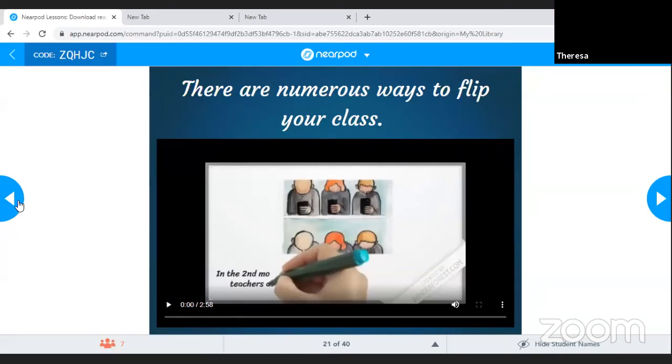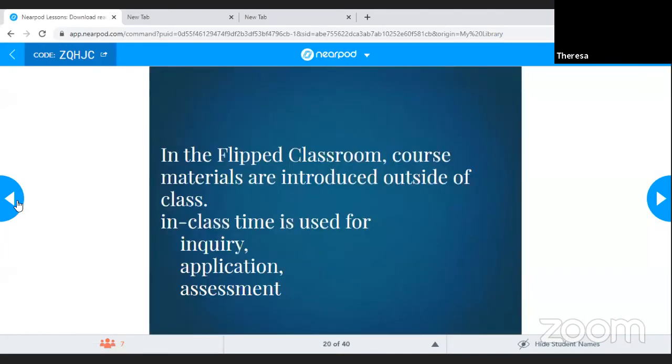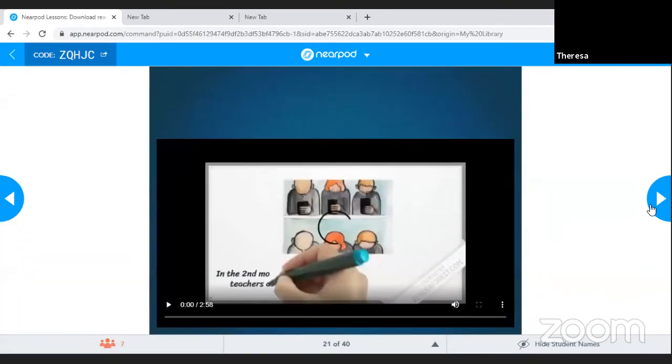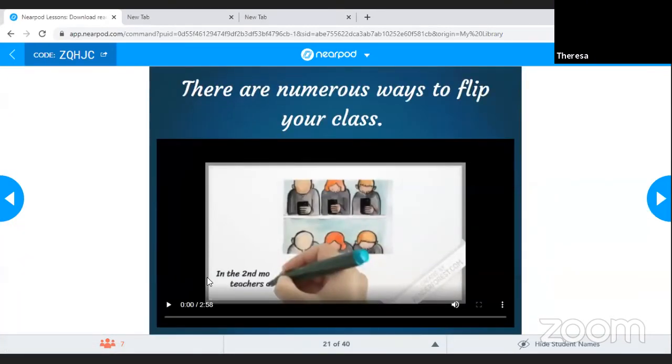So have a look at the numerous ways in which we flip the classroom. I'm going to remind you, just in the previous slide, what is the flipped classroom? The material is introduced outside, and in class time is for inquiry, application, and assessment. So have a look at how you can do this in different ways.